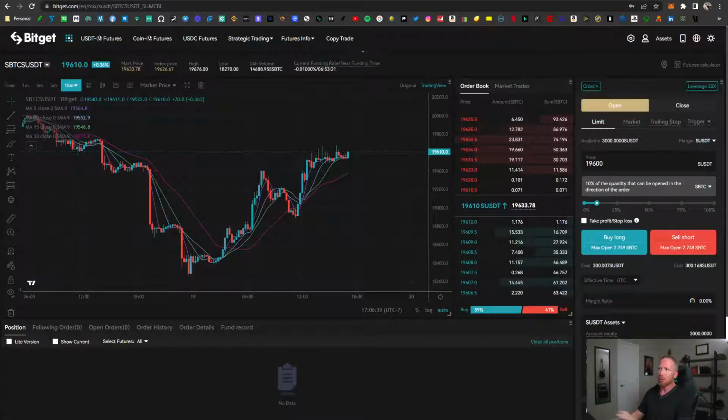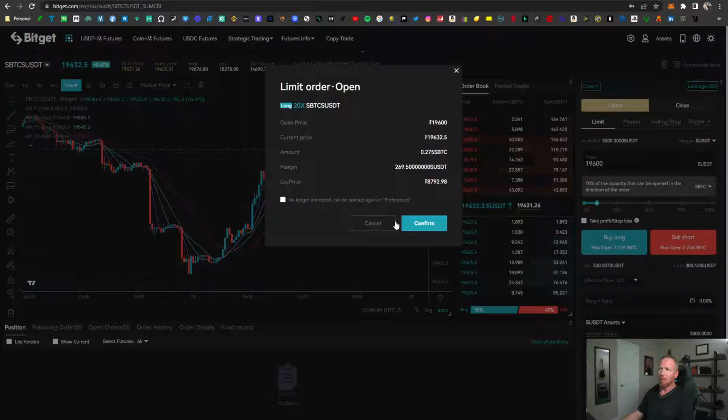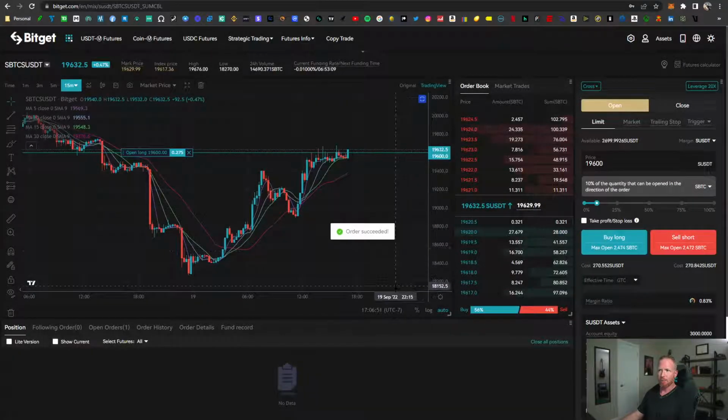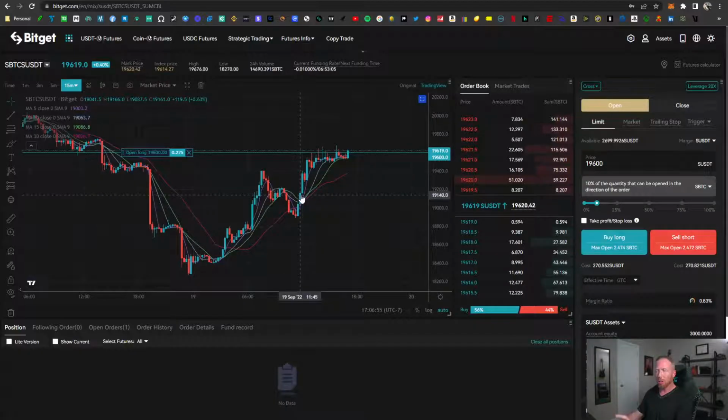So just say hypothetically we're looking at a 10% entry, 10% of our portfolio at 19.6. Say we want to buy a long, we'd essentially click buy long and then confirm. All right. So what it's doing here, since it's a limit order and we didn't just market order jump right in, it's going to wait for the price action to come down to 19,600 before it fills this order.